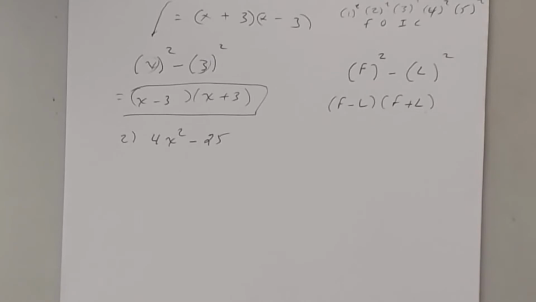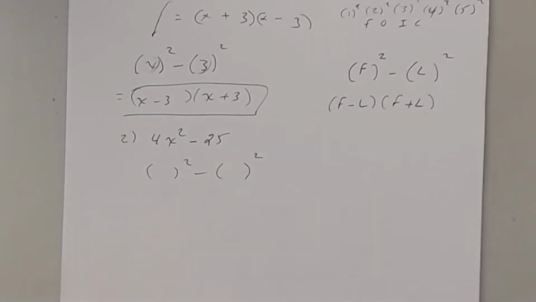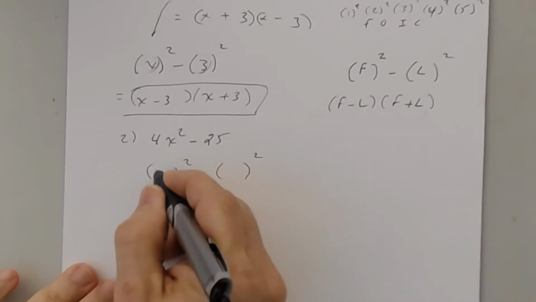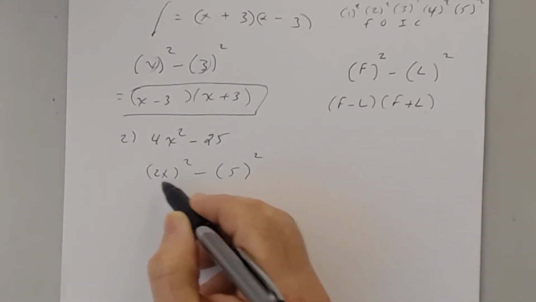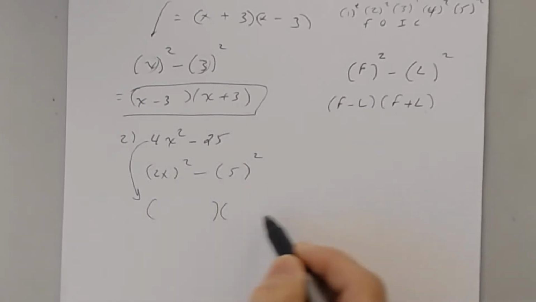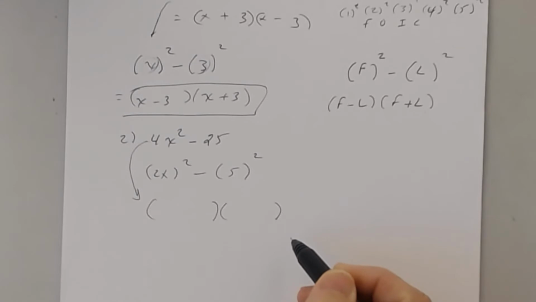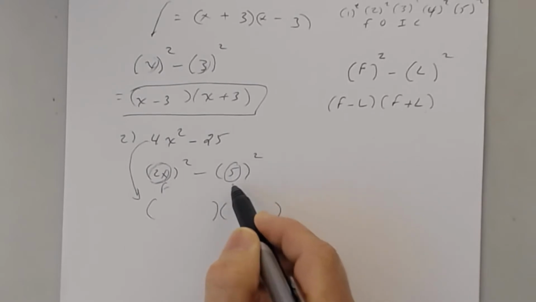All right, so you said it's the difference of two squares. If you're saying it's the difference of two squares, then I can write each term as a factor times itself. What times itself is 4x squared? 2x. So what goes inside the parentheses? 2x. What times itself is 25? 5. And so therefore, this right here is the difference of two squares, and I can factor it as two binomials. This is your F, the 2x, and the 5 is your L.